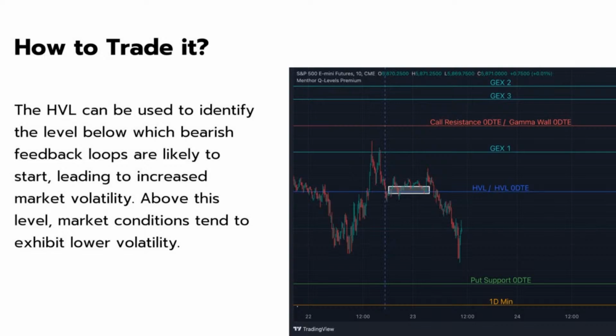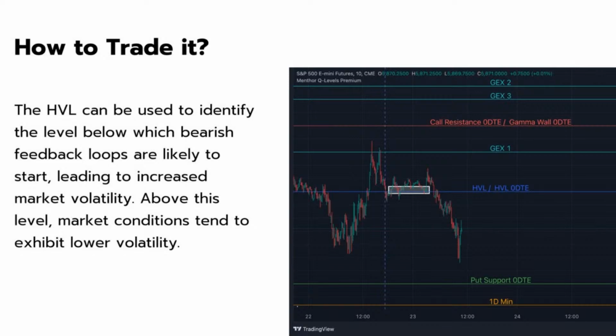So how do we use it, right? And then we're going to go into some examples. The high vol level can be used to identify the level below which a bearish feedback loop is likely to start, right? And that could lead to increased market volatility. Above this level, the market conditions tend to exhibit lower volatility. So we tend to see lower movement, and you see it in the chart here.